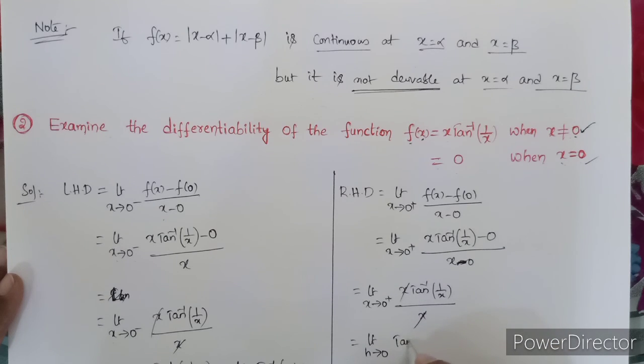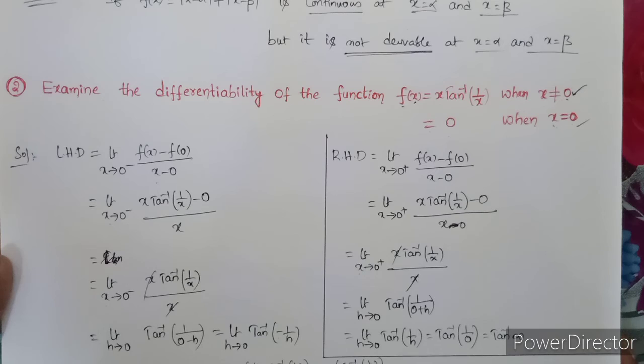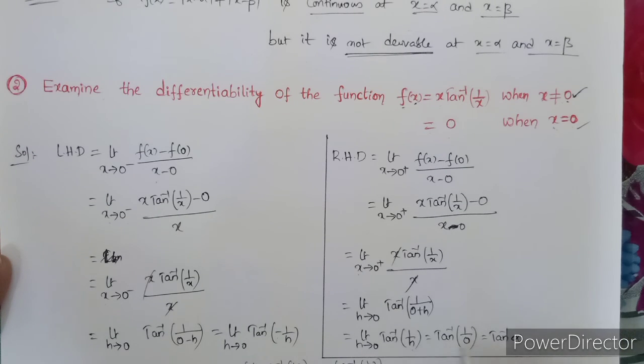In place of x we write 0 plus h. So that means limit h tends to 0, tan inverse of 1 by h. Put h equal to 0 here, tan inverse of 1 by 0. 1 by 0 is infinity. Tan inverse infinity, we got pi by 2.